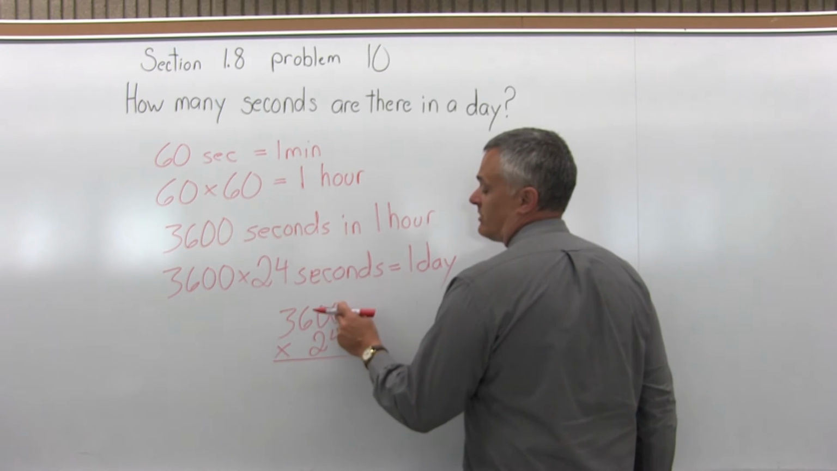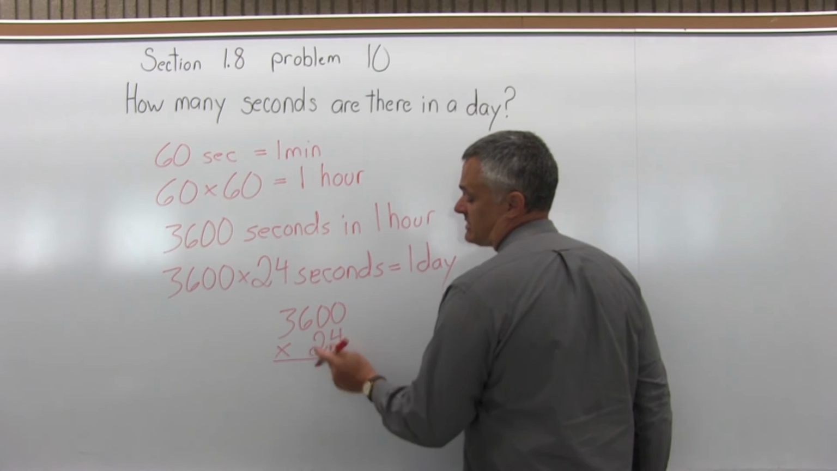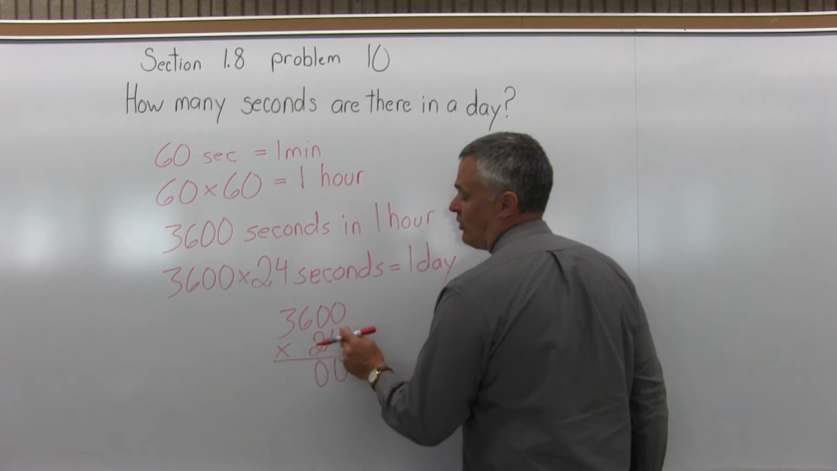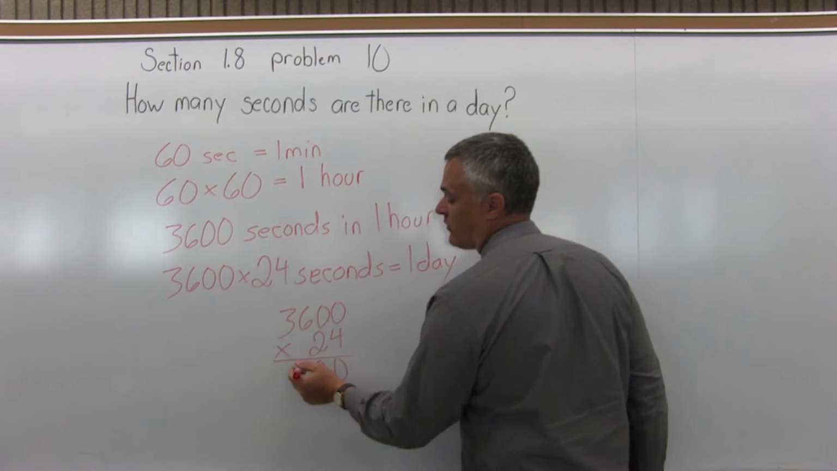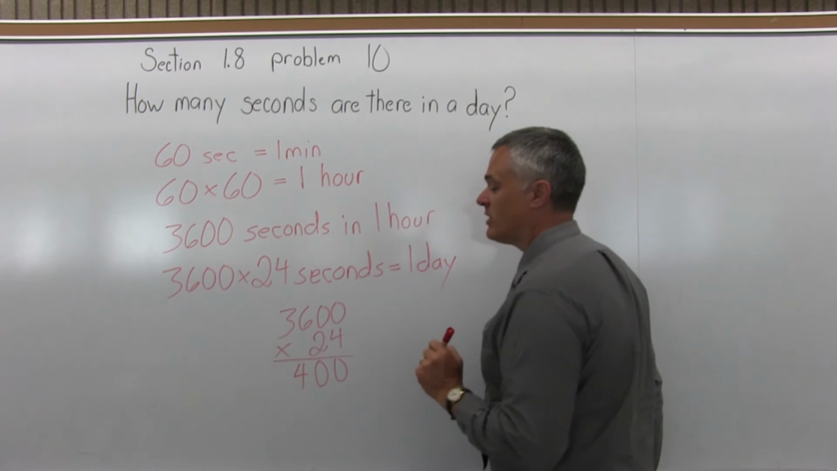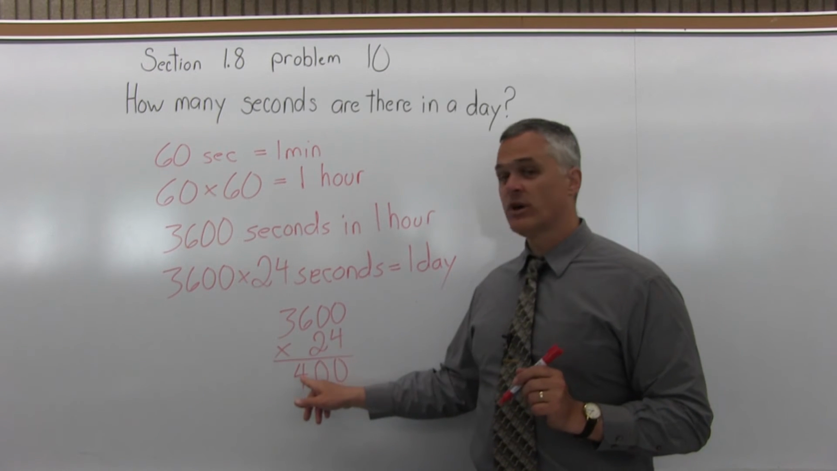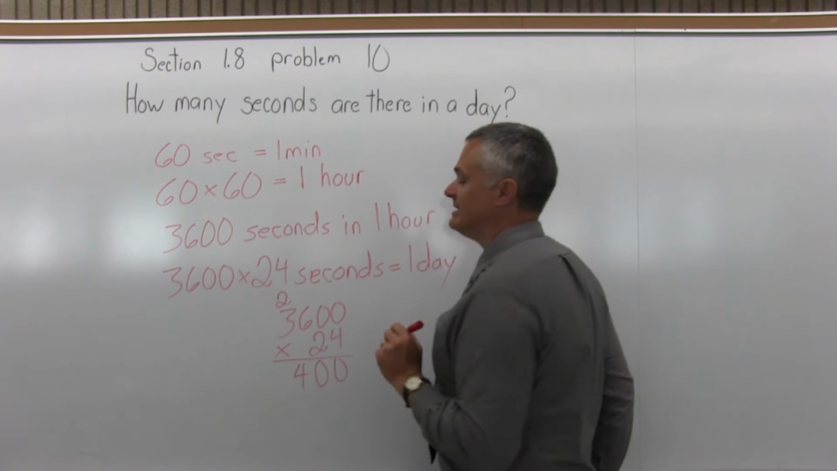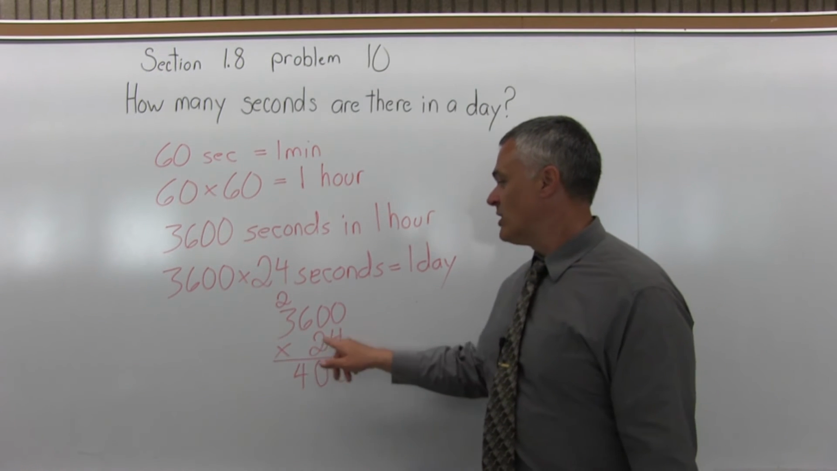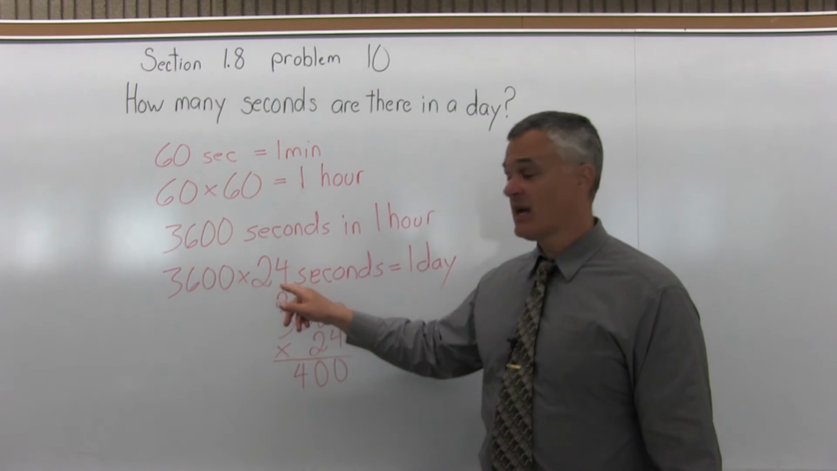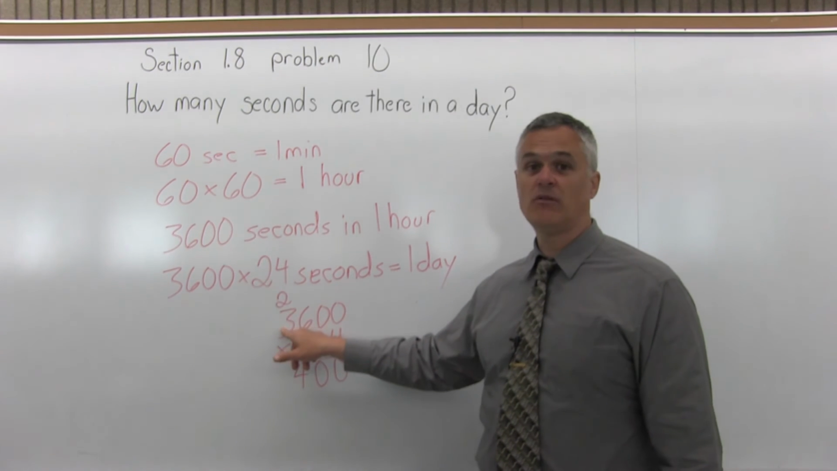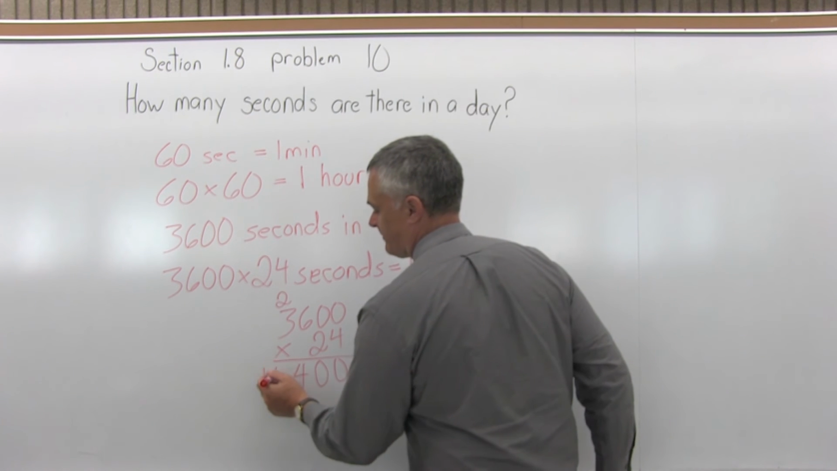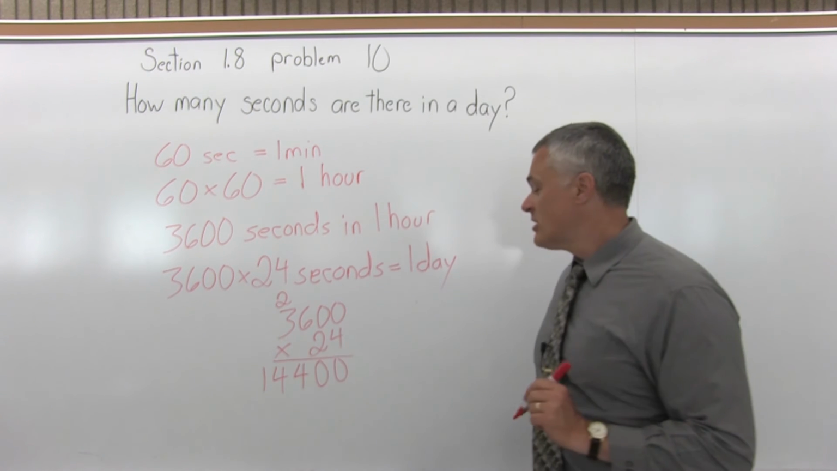So 24, well, 4 times 0 is 0. 4 times the next 0 is 0 again. 4 times 6 is 24. So I'll put the 4 from the 24 under the column that I'm working in, and the 2 from the 24 will be carried to the top of the next digit. And now I'll do 4 times 3 plus the 2 that I carried. 4 times 3 is 12. 12 plus 2 more that I carried from before. 12 plus 2 is 14. So now I'm done with the 4.